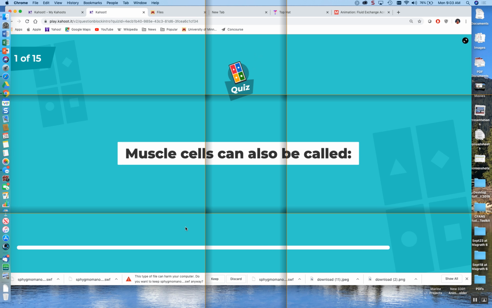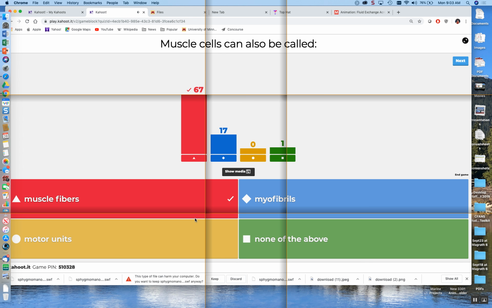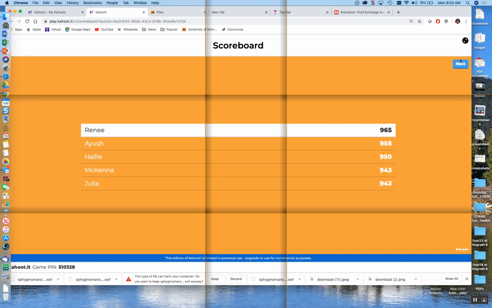All right. Number 1, muscle cells can also be called muscle fibers, myofibers, motor units, or none of the above. All right, let's see. Do they show us your leaderboard yet? Oh, they do, huh? Okay, all right. Renee is up front here.